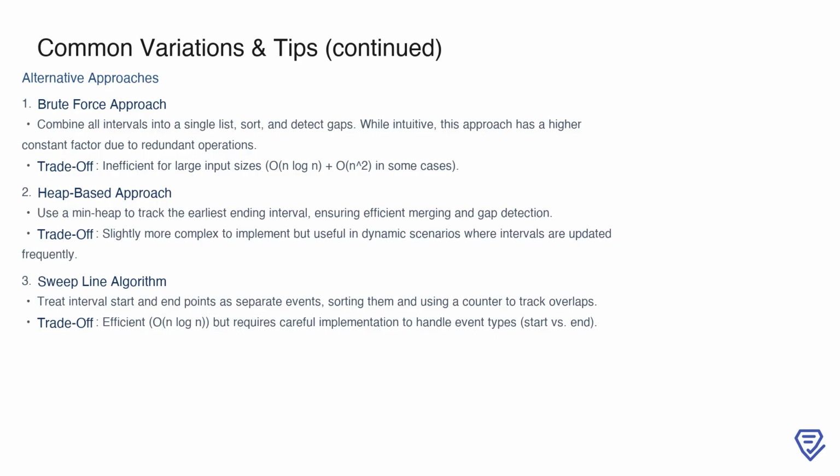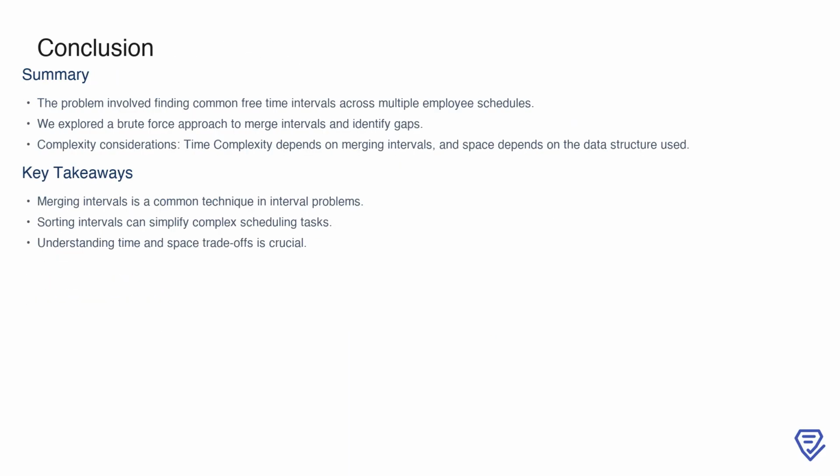Finally, there's the sweep line algorithm, which treats interval start and end points as distinct events. By sorting these events and using a counter to track overlaps, this approach achieves an efficient O(n log n) complexity. However, it requires careful handling to differentiate between start and end events. Each of these methods has its advantages, so understanding their trade-offs helps you choose the most effective solution for different variations of the problem.